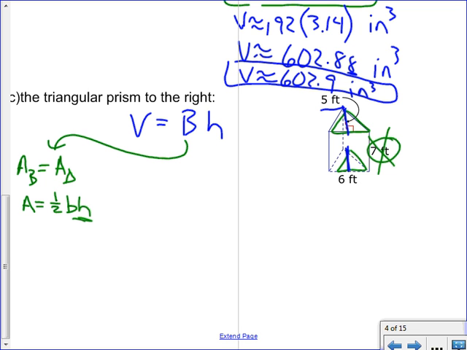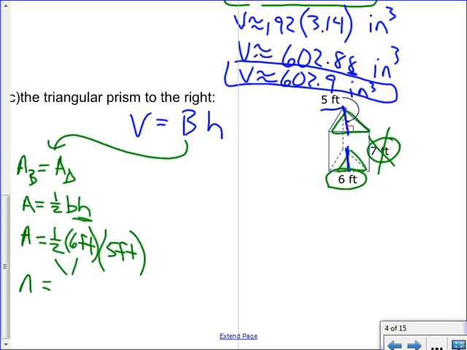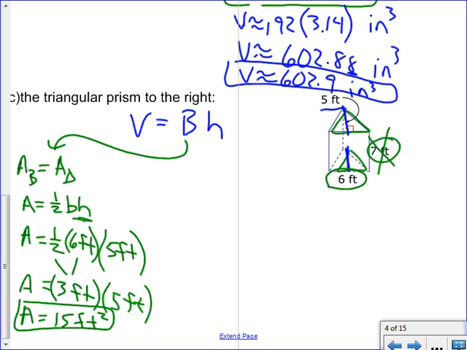So the area is equal to 1/2. The base of my triangle here was 6 feet. So 1/2 times 6 feet times the height, which is 5 feet. Okay? 1/2 times 6 feet is 3 feet times 5 feet. 3 times 5, as we all know, is 15. And feet times feet is feet squared. So we get 15 feet squared.